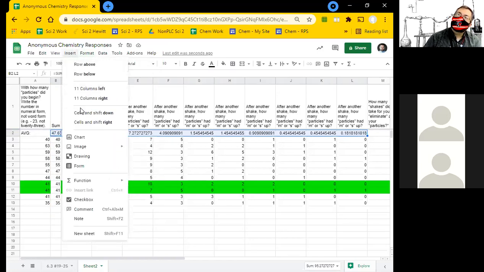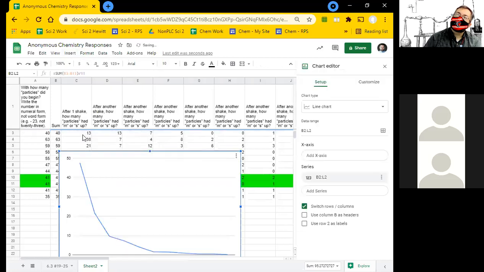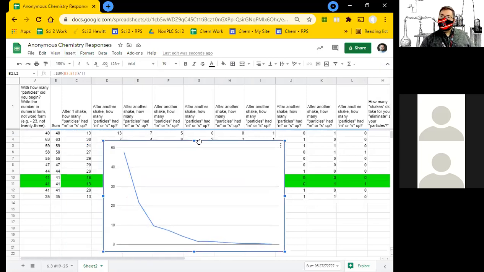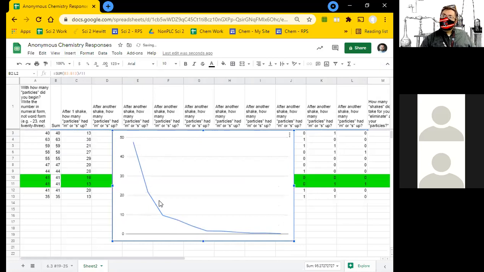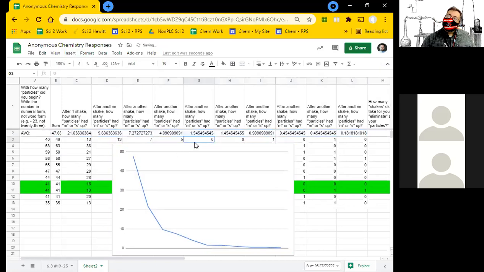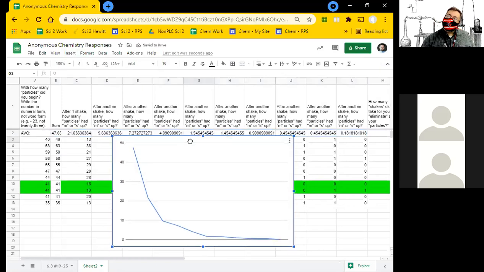There we go. Insert chart. There we go. And look at that pretty, I don't need to edit it at all. Look at that pretty half-life graph right there. Look at that. This is what you did, guys and gals. And again, if you actually look at the numbers, oops, not that. This.